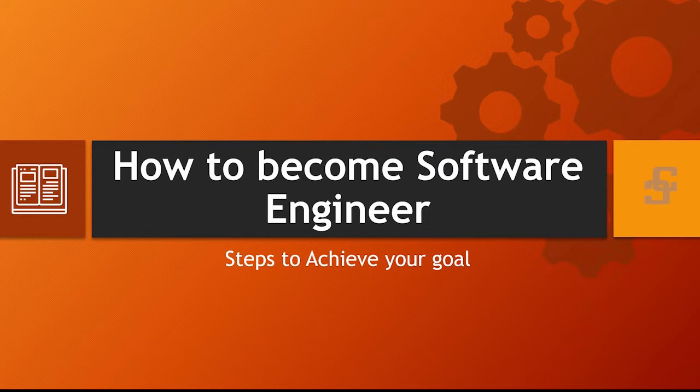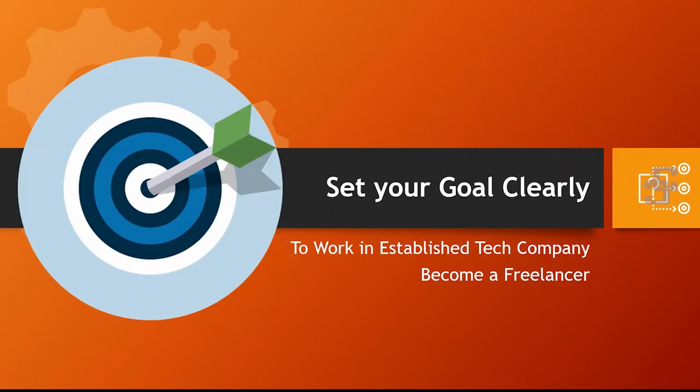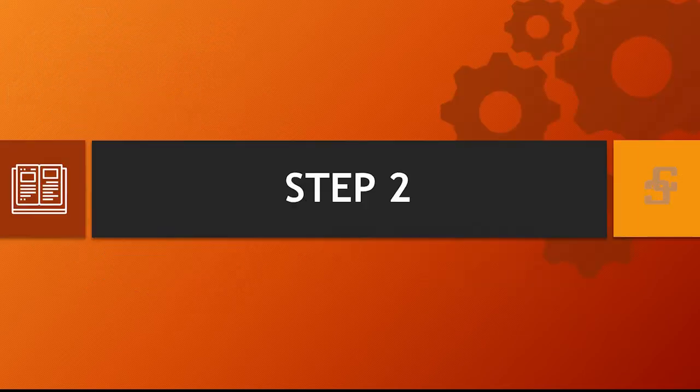I have collected a few steps. Let me go one by one. Step 1. Set your goal clearly in software engineering. Whether you're going to work in an established tech company or you want to become a freelancer, you want to have a clear idea between these two.